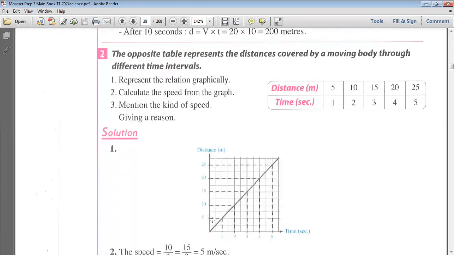Number 2. The opposite table represents the distance covered by a moving body through different time intervals. Here I have a table: distance in meters and time in seconds. When the distance is 5, after 1 second 10, after 2 seconds 15, after 3 seconds 20, after 4 seconds 25, after 5 seconds. And it asks me to represent the relation graphically.